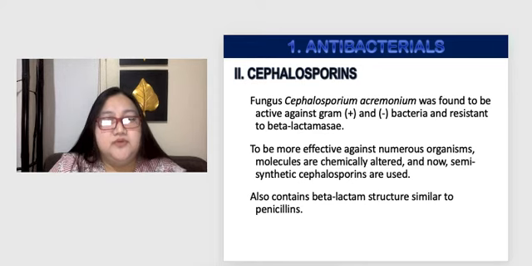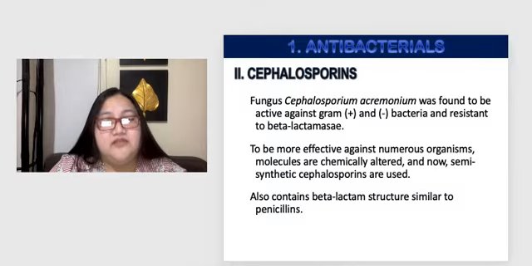Okay, the second group of antibacterials are the cephalosporins. Si cephalosporins naman, it was discovered in seawater noong mga 1948. But it was in 1960s na nagamit yung clinical effectiveness niya. It's from a fungus, Cephalosporium acremonium. It was found to be active against gram-positive and gram-negative bacteria, and cephalosporins are actually resistant to beta-lactamase. Okay? Dahil doon, hindi kailangan ng beta-lactamase inhibitors.